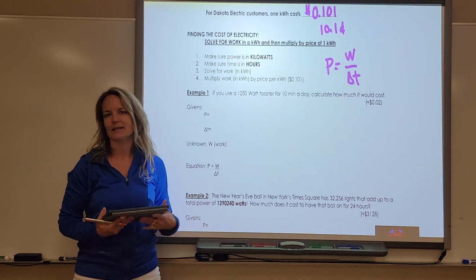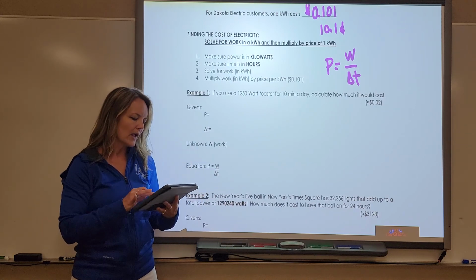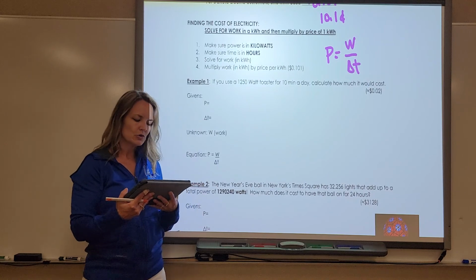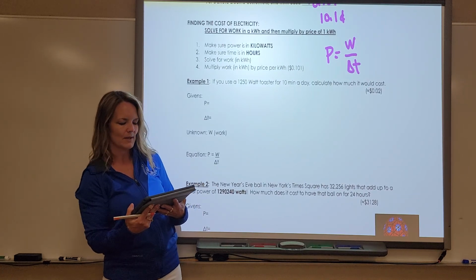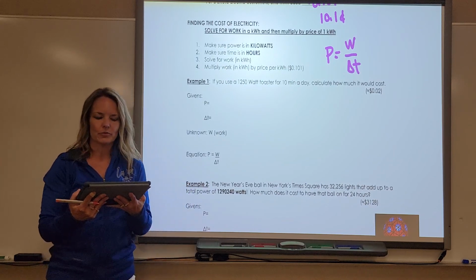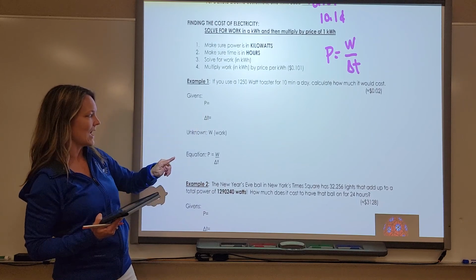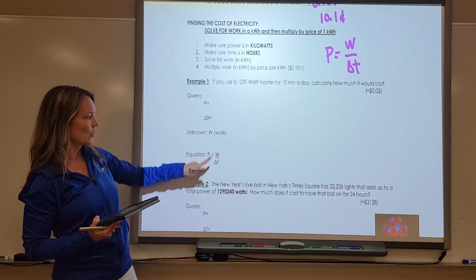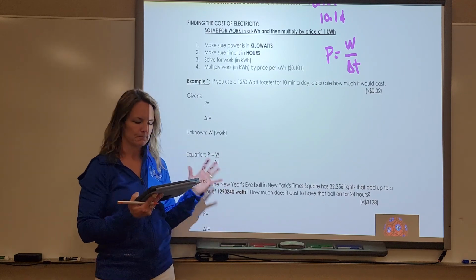We're going to do 2 examples together, and then we're going to do one of the problems together on the back side as well. Okay, you use a 1,250 watt toaster for 10 minutes a day. Calculate how much it would cost. Okay, so I need to know the power and the time. I'm going to solve for work using this equation right here, and then change it into money.